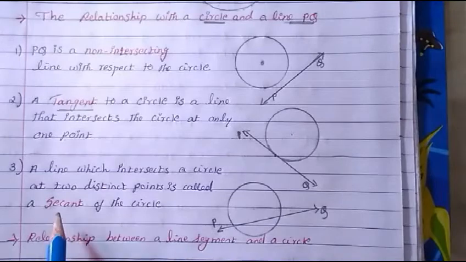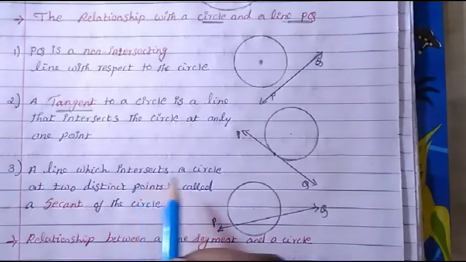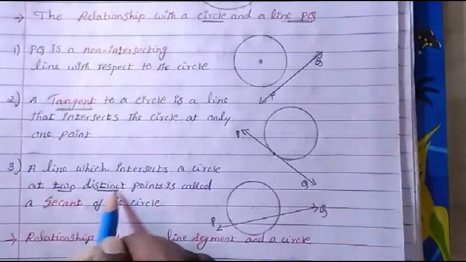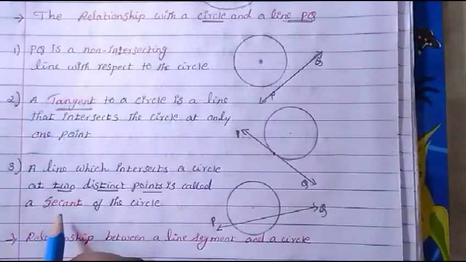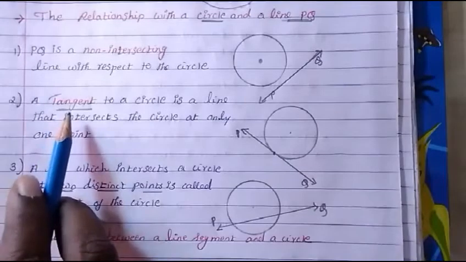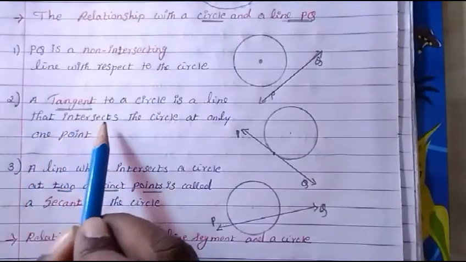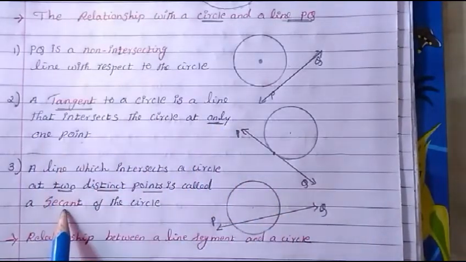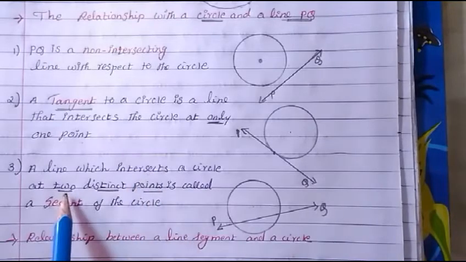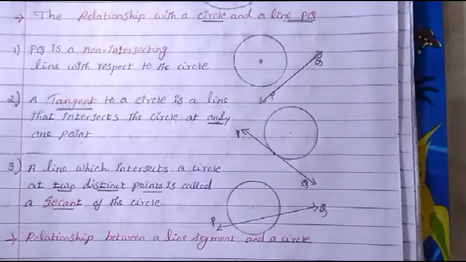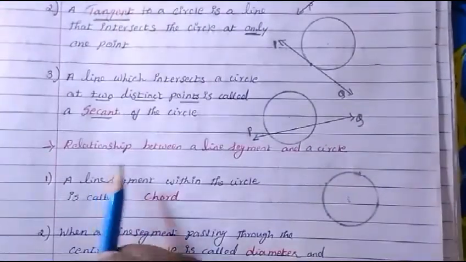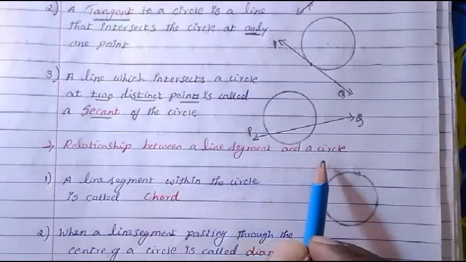We call it a secant. A line which intersects a circle at two distinct points, so two distinct points is called a secant of the circle. A tangent intersects the circle at only one point, whereas a secant intersects the circle at two distinct points. So that is called secant. Is it clear? So now coming to the relationship between a line segment and a circle.